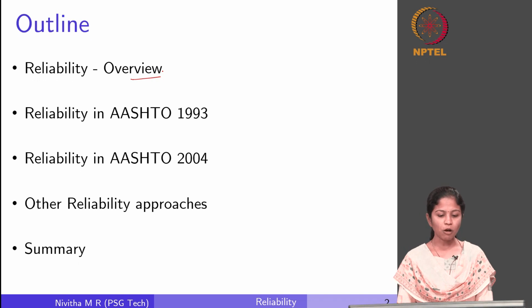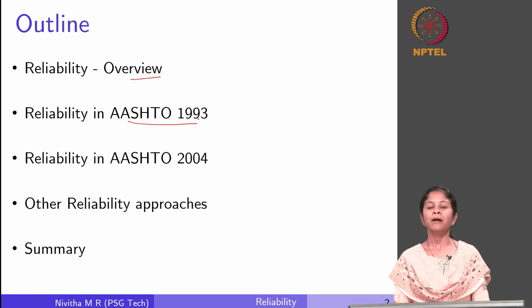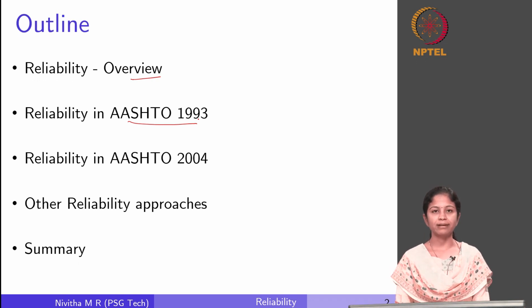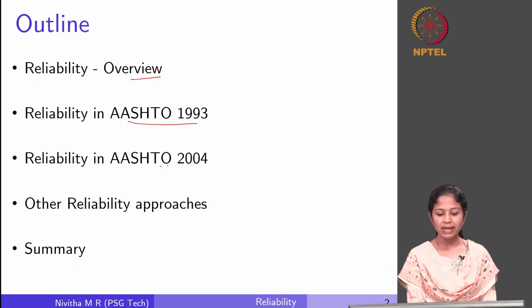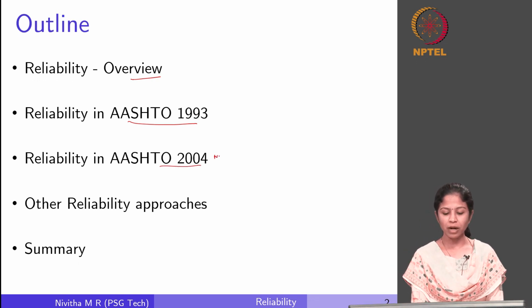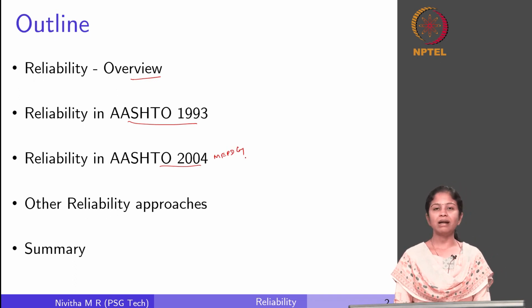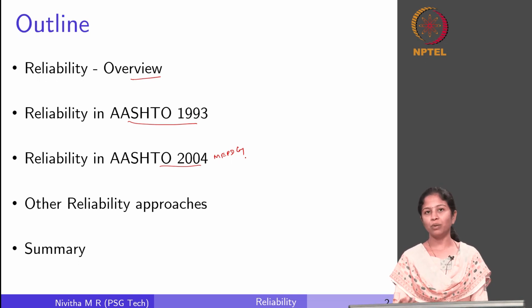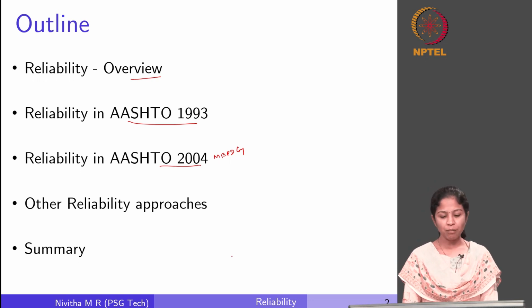In the next lecture, I will talk about how reliability is considered in the AASHTO 1993 design procedure, because this particular design procedure starts with assuming a reliability level. Then we will talk about reliability in AASHTO 2004, commonly called the MEPDG design procedure. Then there are certain other reliability approaches wherein we can have advanced considerations for all the variabilities that we observe, especially with respect to input parameters. We will see some of those approaches also, and then we will summarize.